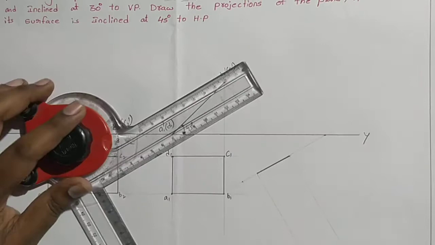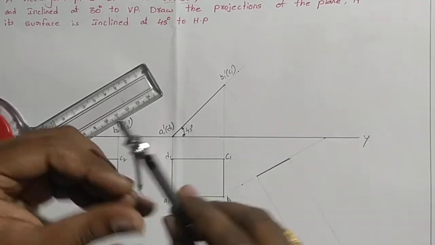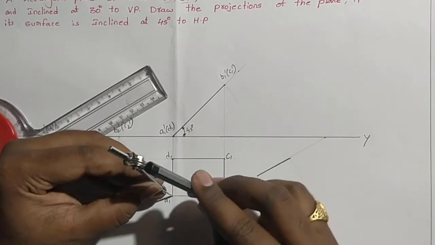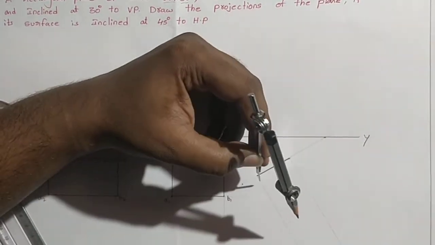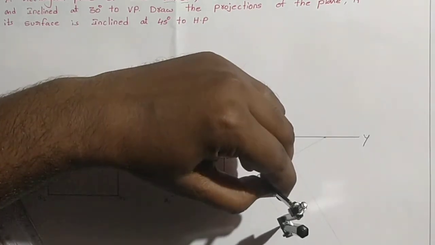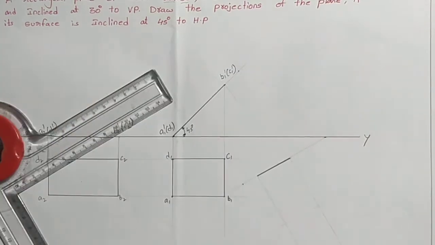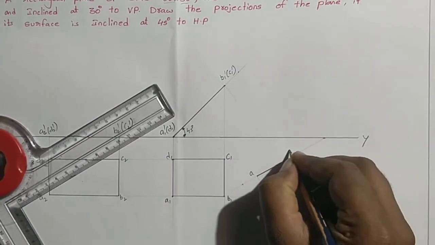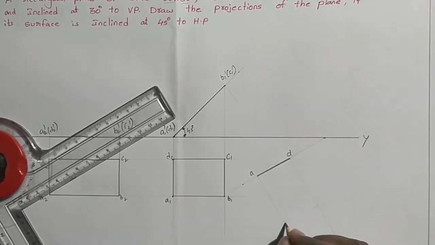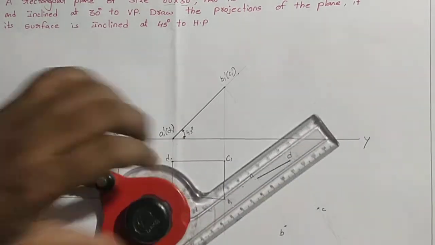On this line we need to cut this length, that is A1 and B1. Okay, it is the A1 and this is B1. Similarly, on this point also we got points, that is A and B, D, and this point is B, and this point is C. Now we got all the points.